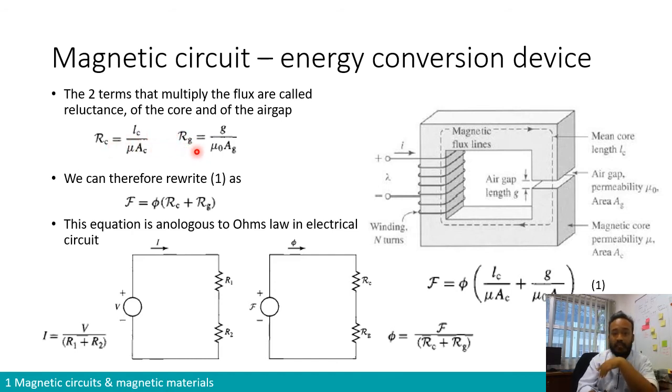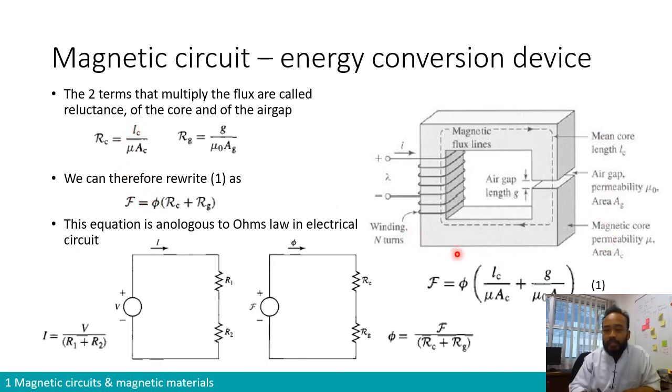So what does this reluctance mean? Reluctance is a measure of the difficulty for the flux to pass through it. If you are in the core, the reluctance inside the core is very small because mu is very high. It means for a magnetic flux to go through the core is easy, but for a magnetic flux to go through the air gap will be very hard. So if you have a larger air gap, in order for the flux to go through it, you need a higher magnetomotive force.